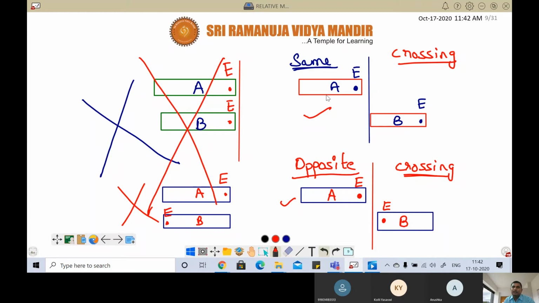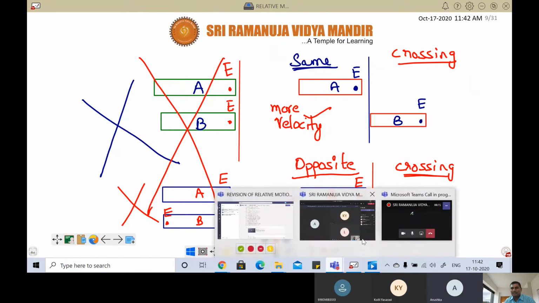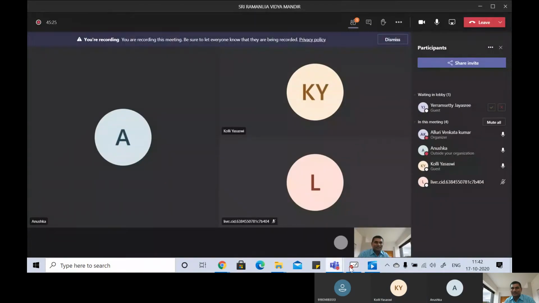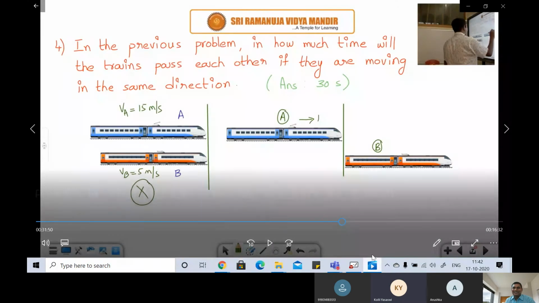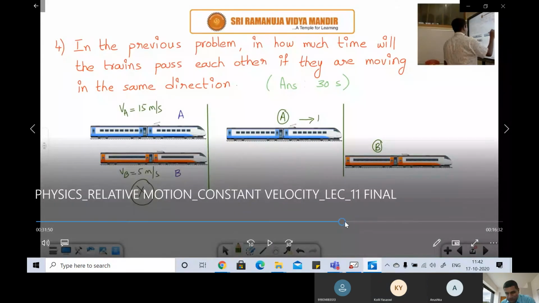As I told you just now, the one behind should be having more velocity. You should not draw the one behind with less speed. Understood? Then what will happen? It will never cross. You can keep on solving, you'll never get the answer. If you want, you try.